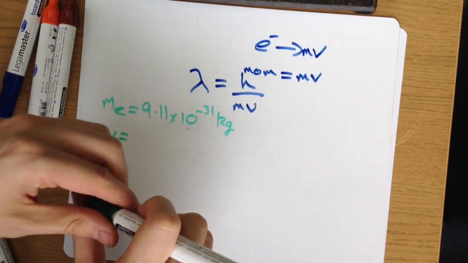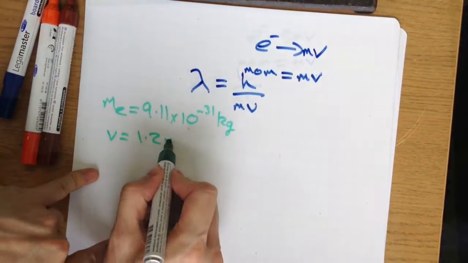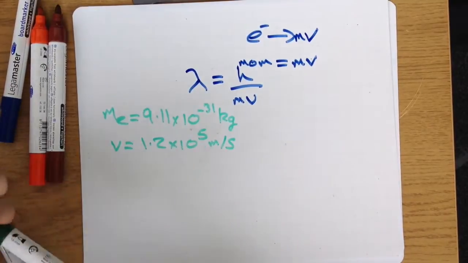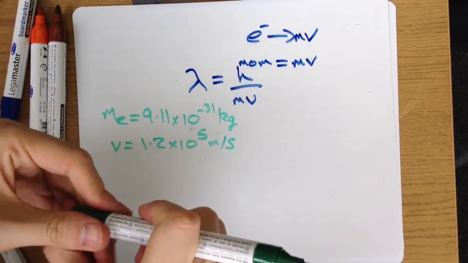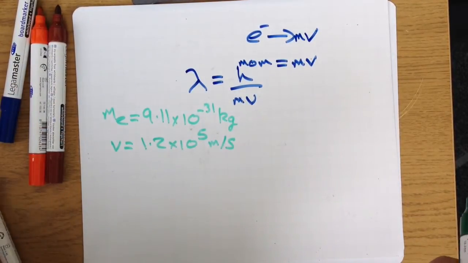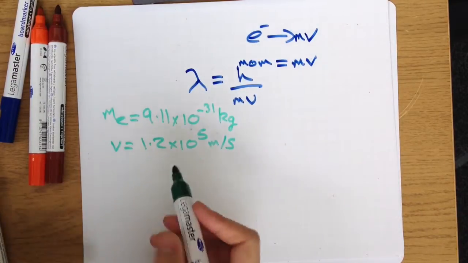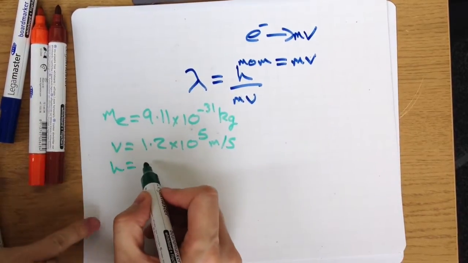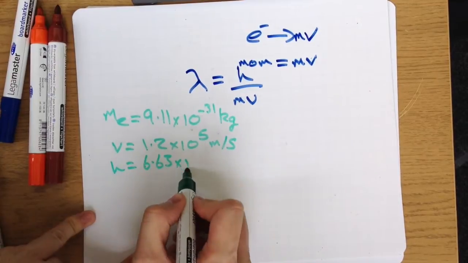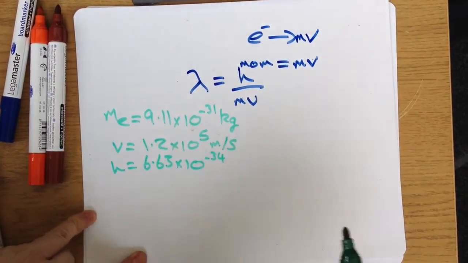1.2 times 10 to the 5. Very good, fine. Right, try again then. So what did we say? Okay, so we're just doing an example. And what's Planck's constant? 6.63 times 10 to the minus 34. What are the units of Planck's constant?